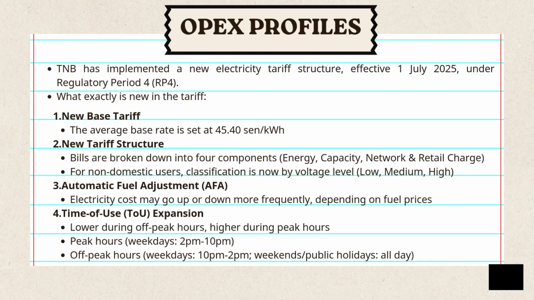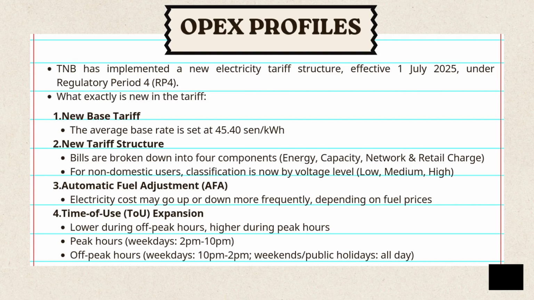Next, let's look at what's new in the updated electricity tariff implemented by TNB. Firstly, we have a new base tariff where the average rate is now set at 45.40 cents per kilowatt hour. Second, we have a new tariff structure where the bills are broken down into four components, which are energy, capacity, network, and retail charge. For non-domestic users, classification is now by voltage level, which is low, medium, and high voltage categories.